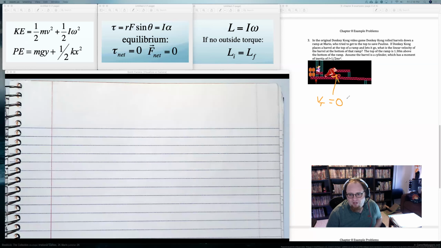we have no velocity. If he places a barrel and lets go, what is the linear velocity of the barrel at the bottom of the ramp? So we're saying here, what is V bottom? And it says the top of the ramp is 1.3 meters above the bottom of the ramp. So I'm going to say my height here is 0, and my height here is 1.3 meters.